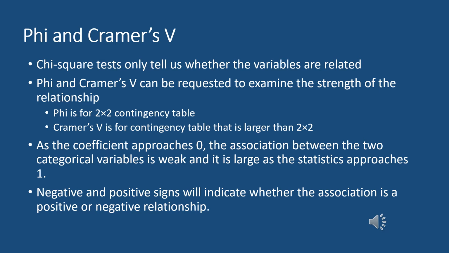So you evaluate your chi-square very similar to when you looked at correlations. As the coefficient approaches 0, the association between the two categorical variables is weak, and it is large as the statistic approaches 1. And also the negative and positive signs will indicate whether the association is a positive or negative relationship.